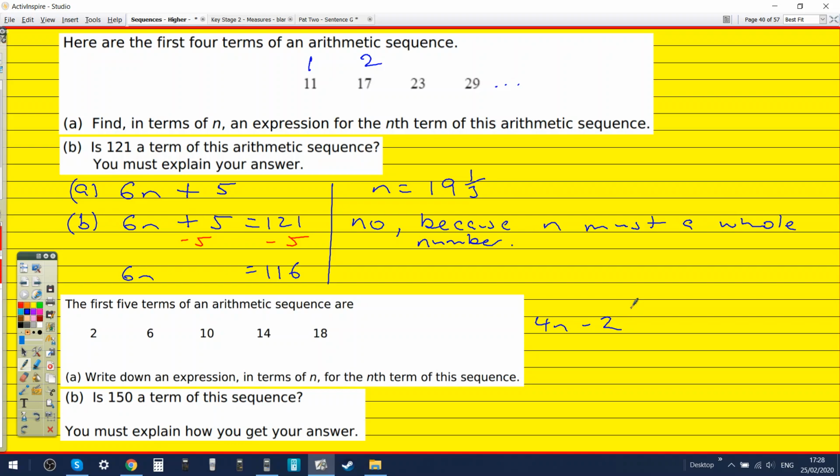Then you have to do 150 add 2, which is 152. And then you do 152 divided by 4, which is 38. And so is 150 a term in the sequence? Yes. It's the 38th term. It's a whole number. And so it is. Technically you'd have to go 38 terms in.